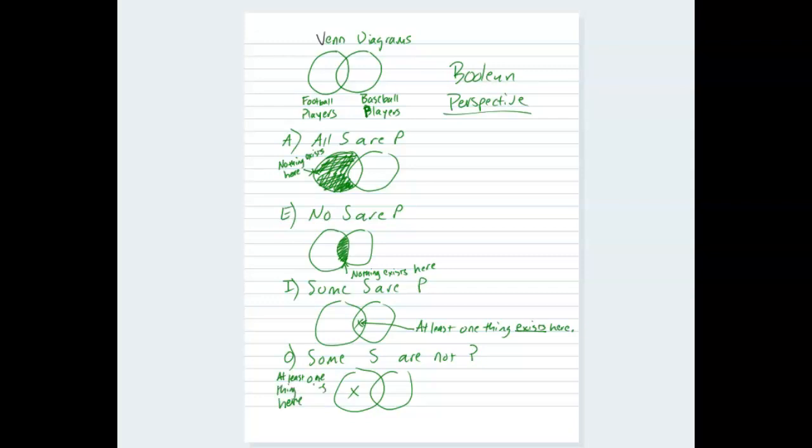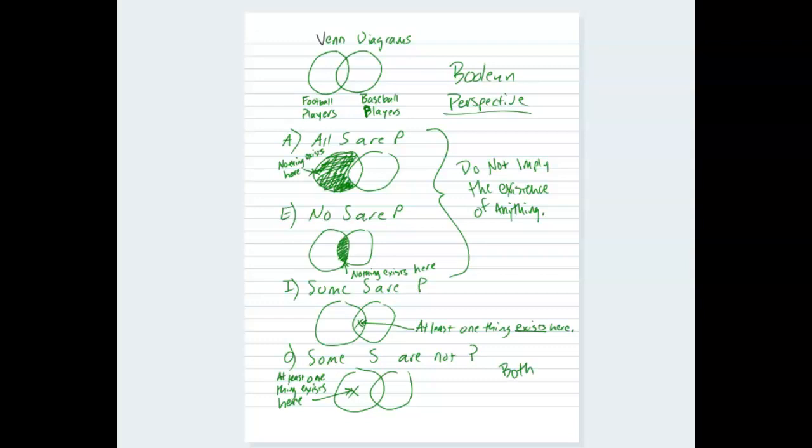So normally when we say things like some puppies are cute or some puppies are not brown, we think that it means more than one. But for Venn diagrams and categorical propositions, it doesn't mean more than one necessarily. It just means at least one. So these I and O propositions are going to be true as long as one thing exists in that area. Now notice, because the shading represents nothing exists here, from the Boolean perspective, what this means is that the A and the E propositions do not imply the existence of anything, because that's all they mean, is that nothing exists in that shaded part.